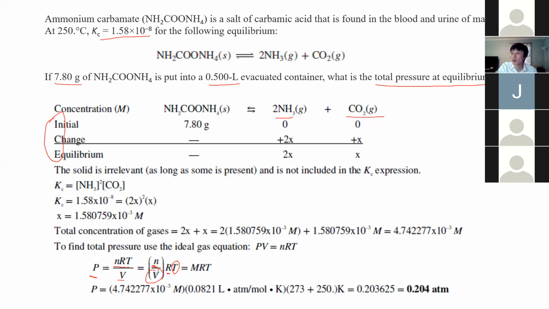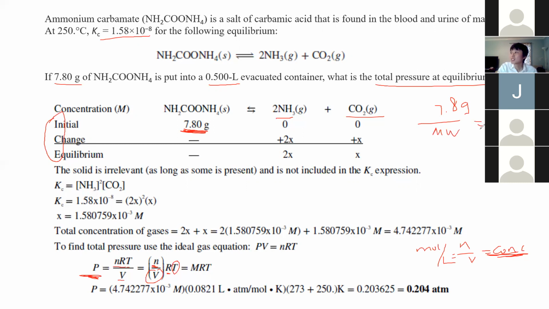Or if we do n divided by V, this is the concentration, because that's moles per liter. So if we have the total concentration of these gases at equilibrium, we can calculate the total pressure. We have the initial amount in grams, but we want the concentration. So what you can do is convert the grams by dividing by the molar mass. I don't have it with me right now.